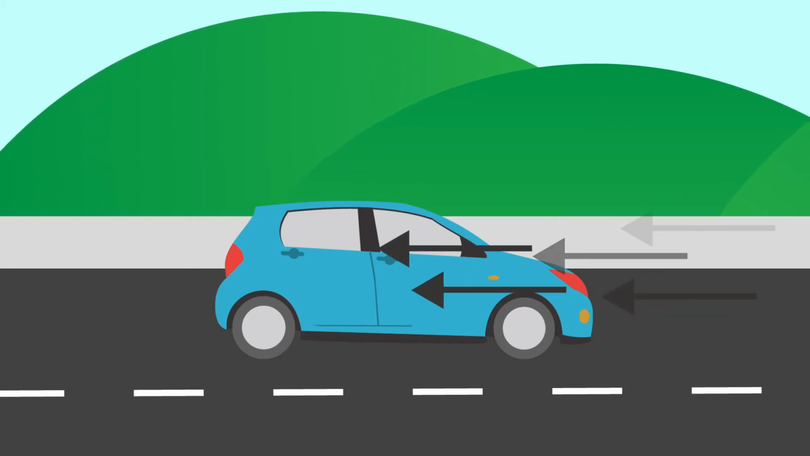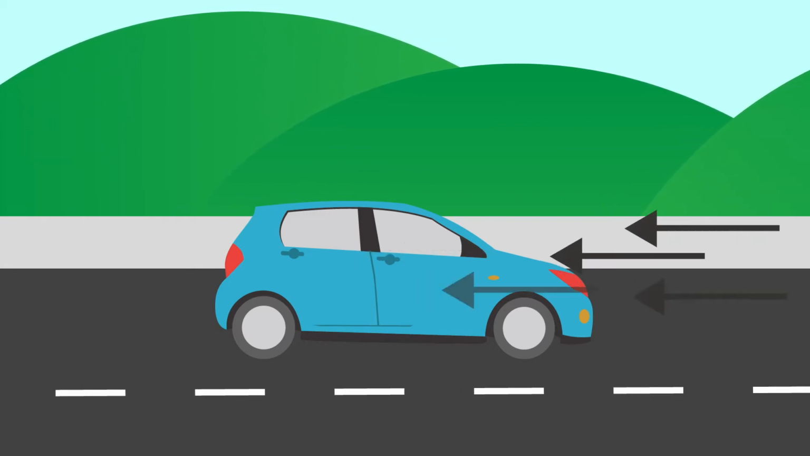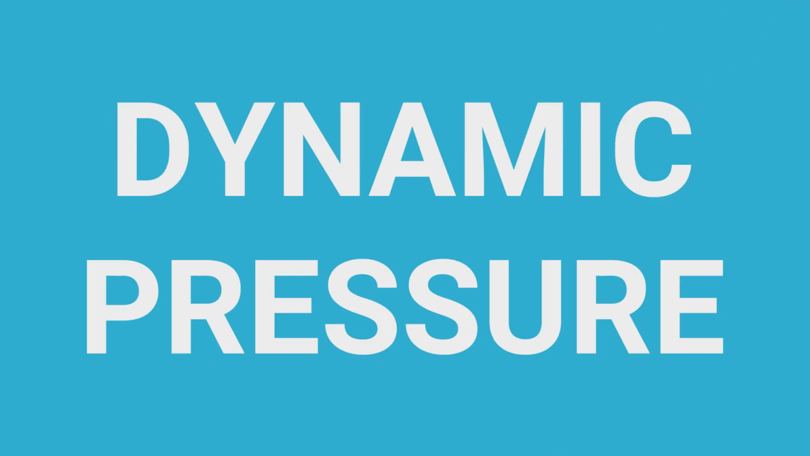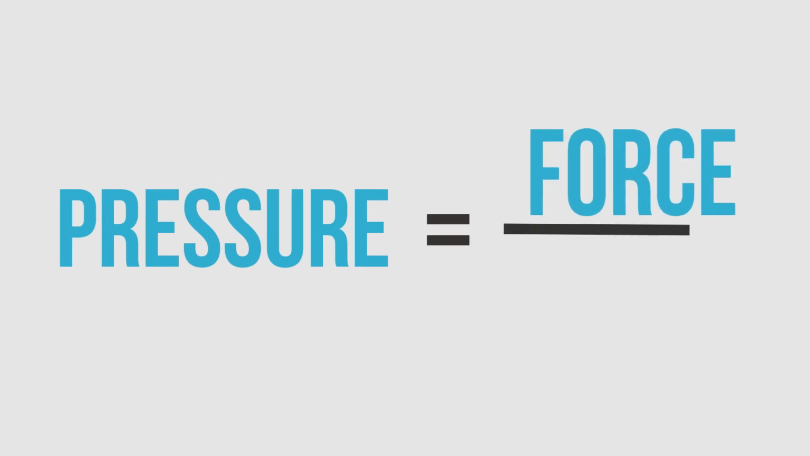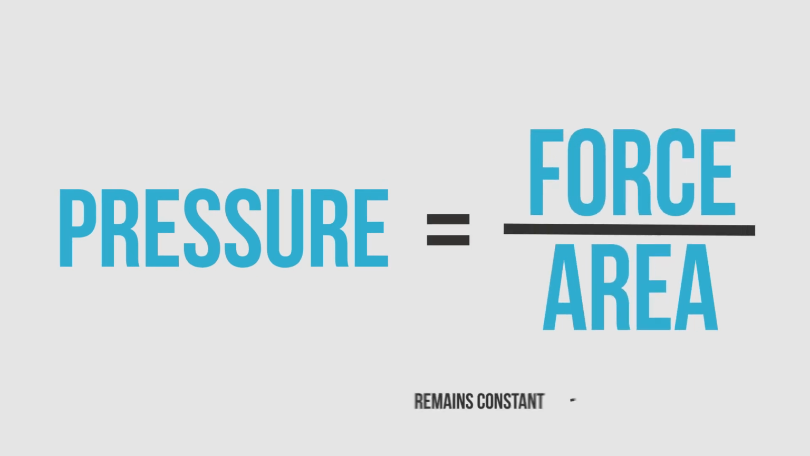Well, as the car's speed increases, you'll begin to notice a force on your hand. This is called dynamic pressure. As your hand begins to move through the air, it collides with more air molecules, creating a larger force on your hand. Now, pressure equals force divided by the area. Your hand is going to stay at the same area, so as the force increases, so will the pressure.